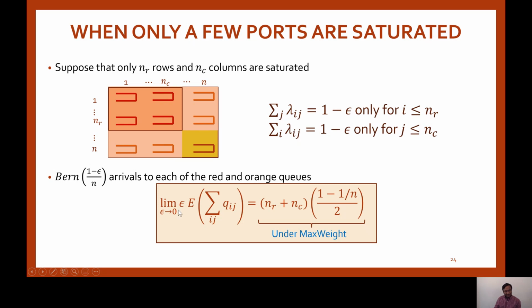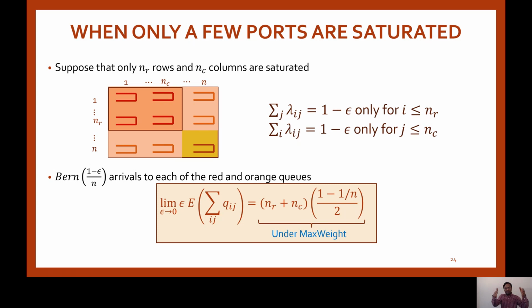Then the limit of the sum of the Q lengths multiplied by the heavy traffic parameter under max weight is exactly equal to this: NR plus NC times 1 minus 1 over n, divided by 2. The 2 is the same 2 that we have in the single server queue. The 1 minus 1 over n is the variance of each row or column for the Bernoulli arrival. And NR plus NC is the number of equations that are tight. So this is the dimensionality of the state space collapse.